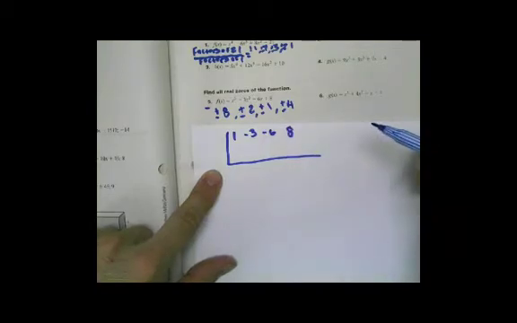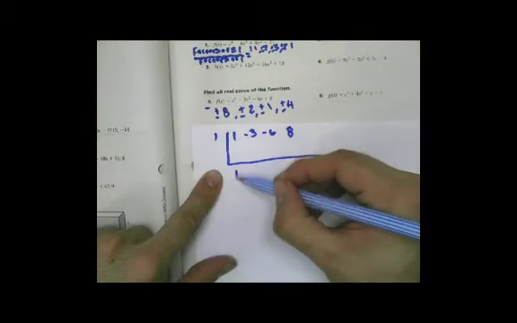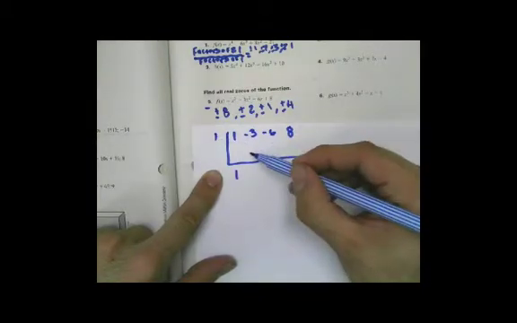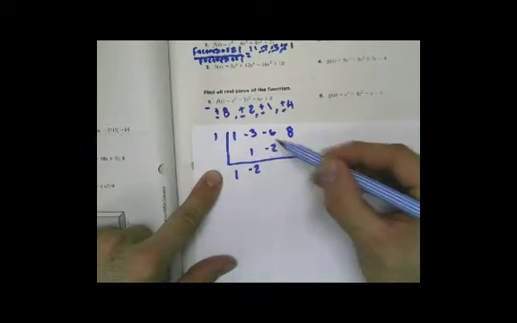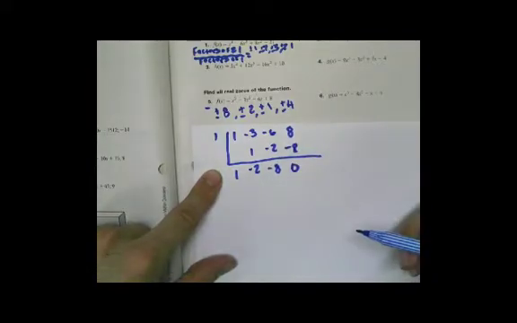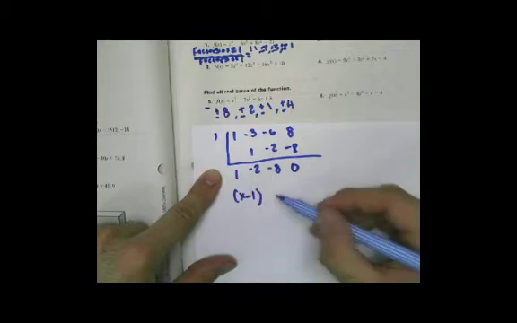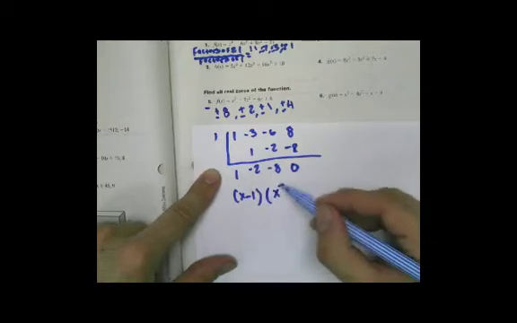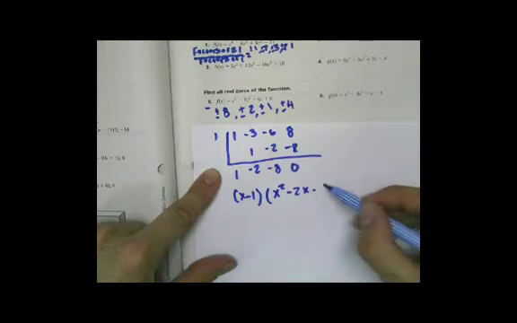And let's use 1 first. 1 plus 0 is 1. 1 times 1 is 1. Negative 3 plus 1, that's negative 2. Times 1 is negative 2. Negative 6 plus negative 2 is negative 8. Times 1 is negative 8. And we have a 0. So therefore, x minus 1 is going to be a factor times x squared minus 2x minus 8.